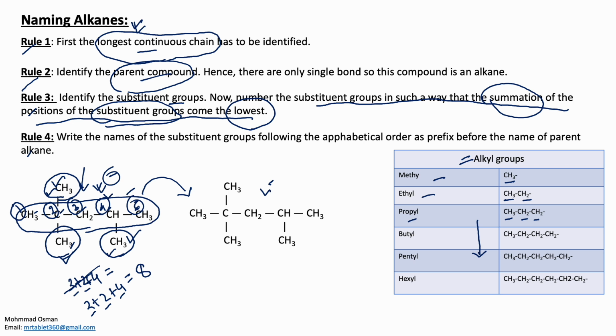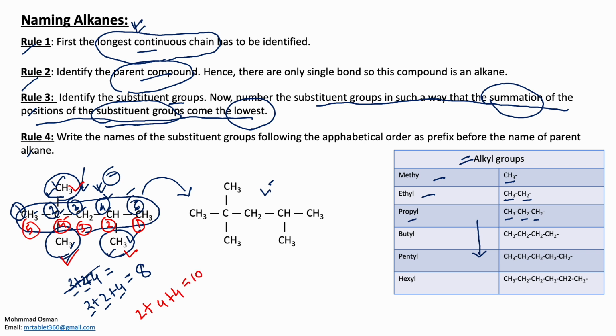Or we could start numbering from the other side as well. So we number this carbon as 1, this carbon as 2, this carbon as 3, this carbon as 4, and this carbon as 5. In that case, this substituent group would get position 2, and these 2 methyl groups would get position 4, so 2 plus 4 plus 4, which would be 10.